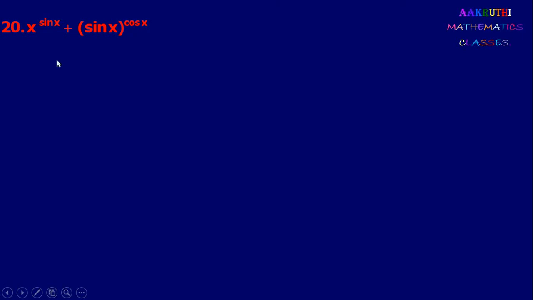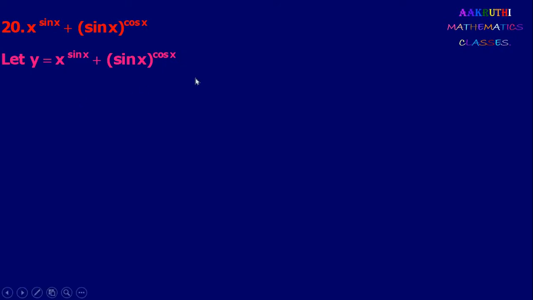So next problem, it is x to the power sin x plus sin x to the power cos x. Again we take y equal to x to the power sin x plus sin x to the power cos x. Now here base is also variable, power is also variable. So it is logarithmic differentiation.